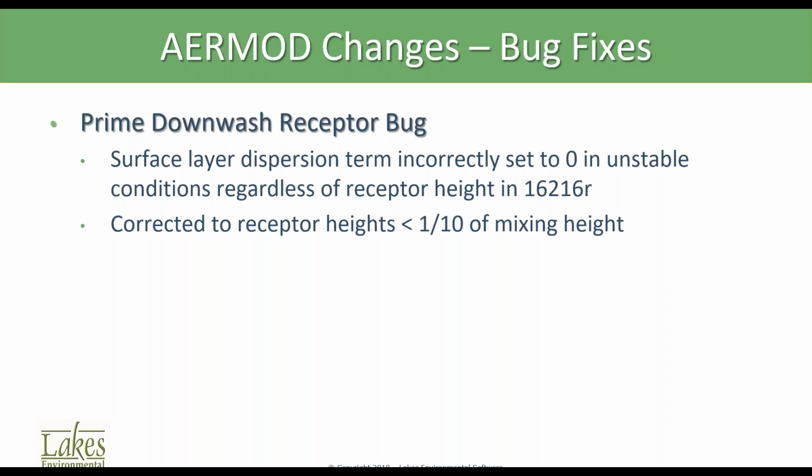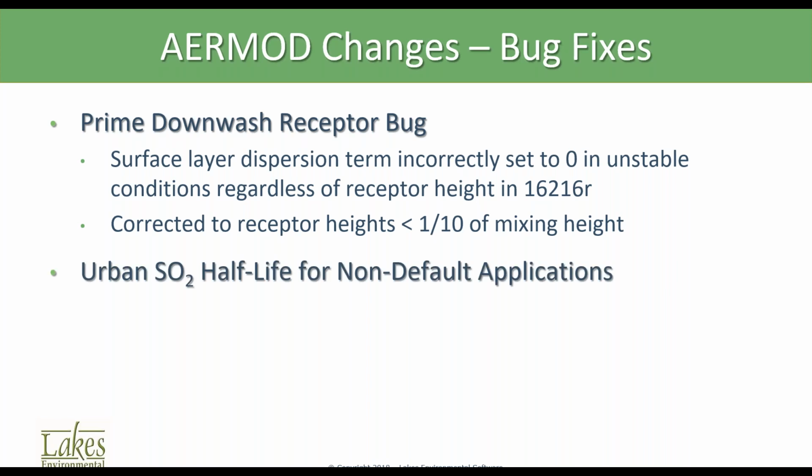Now, in a lot of cases, unless you have really high flagpole heights or really, really low mixing heights, most of the receptors are going to have the surface layer dispersion term correctly set, but there could be some instances where you see changes in running 18081 versus the older model versions.